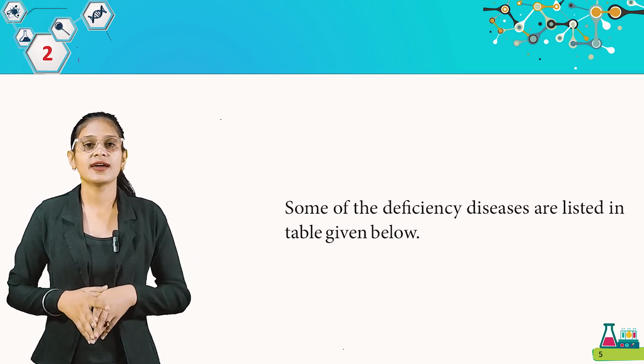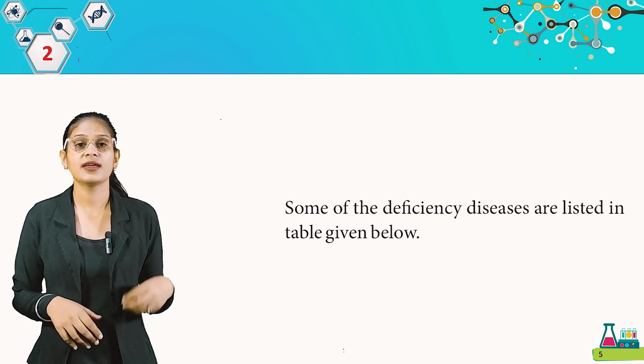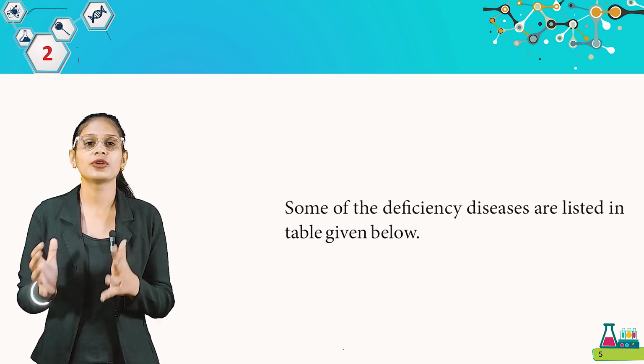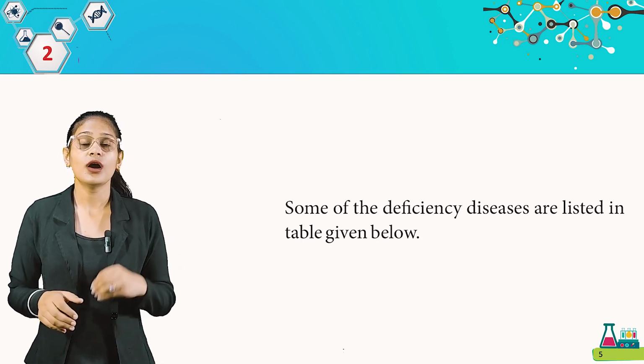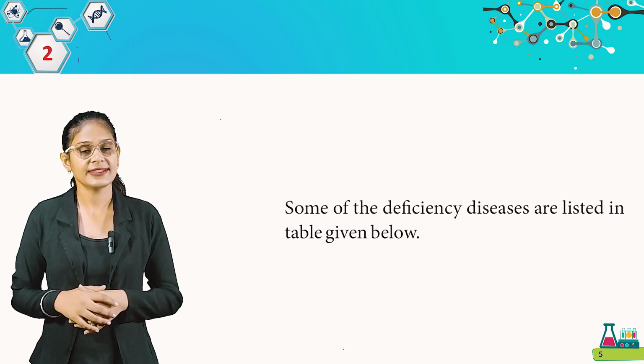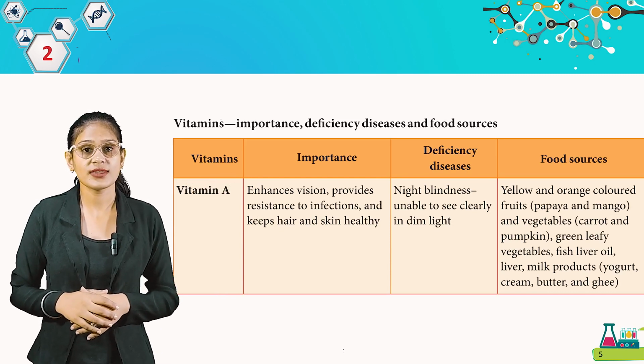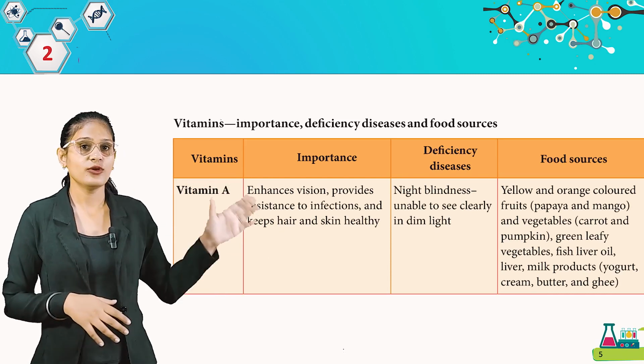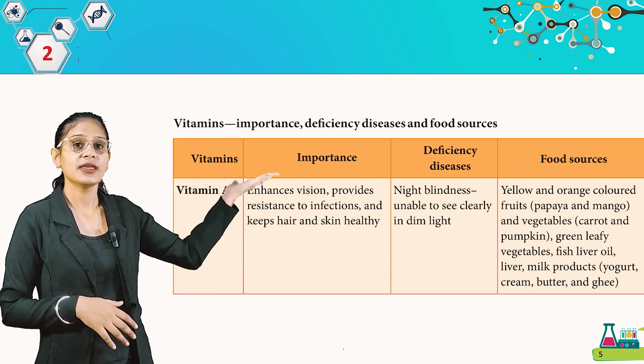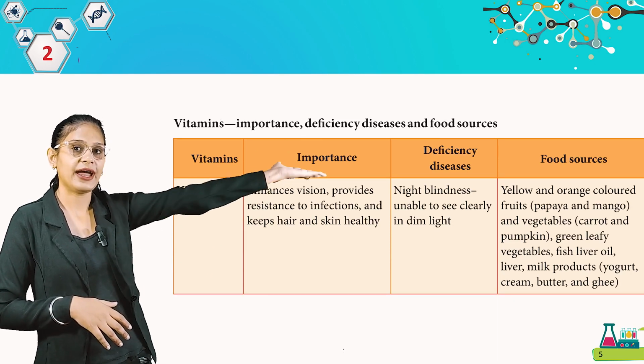So students, क्या है कि अगर आप प्रॉपर अमाउंट में खाना नहीं खा रहे हैं, बैलेंस डाइट नहीं ले रहे हैं, तो आपकी बॉडी में किसी न किसी चीज की कमी होगी और उस कमी से जो डिजीज होती है दैट इज डेफिशिएंसी डिजीज. Here is vitamins, importance, deficiency disease and food sources. Look at this table.